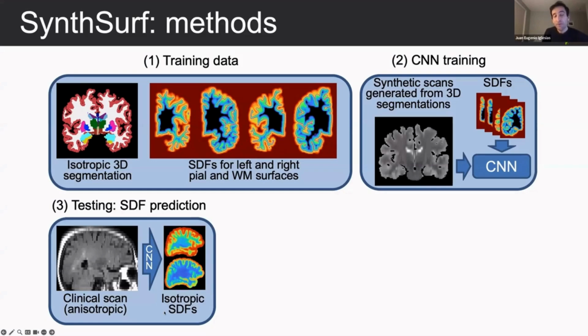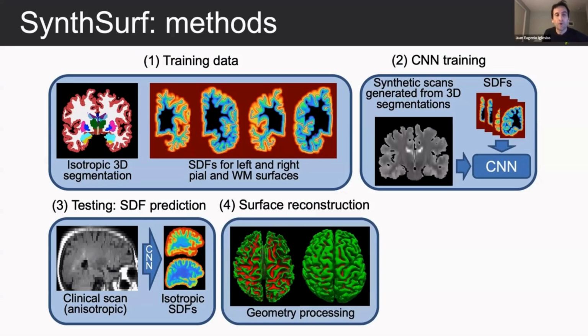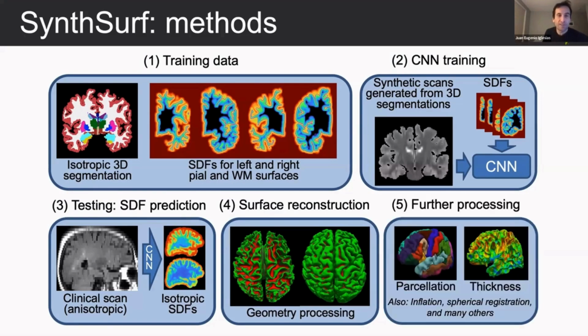And the nice thing about doing things this way is that once you have these SDFs, you can directly take advantage of all the geometry processing that we already have in FreeSurfer to do the surface reconstruction and further processing like cortical thickness, parcellation, and all the other stuff that is in FreeSurfer already.